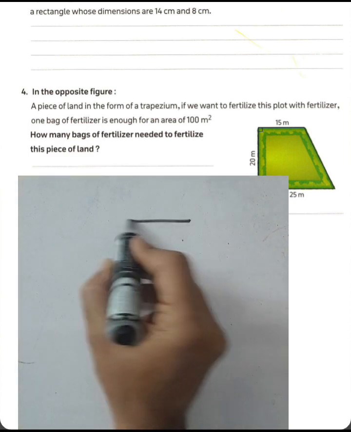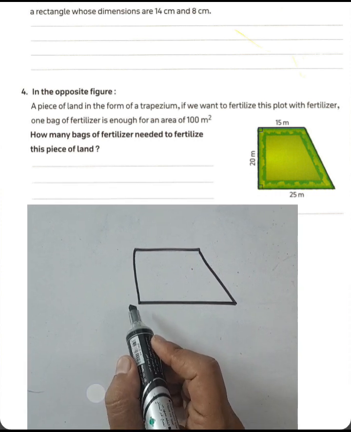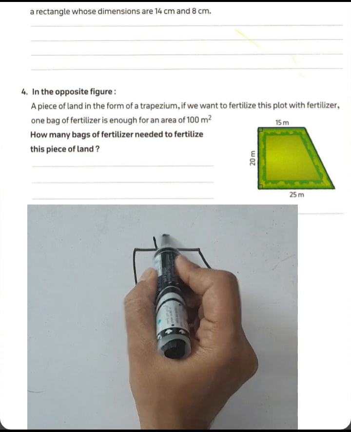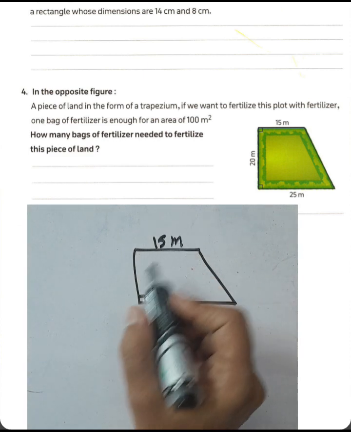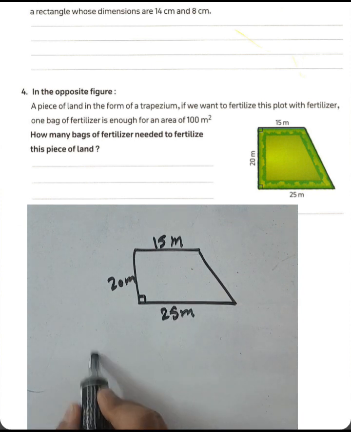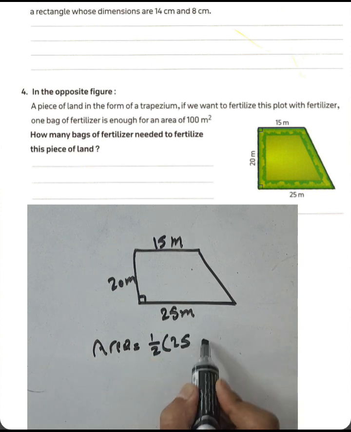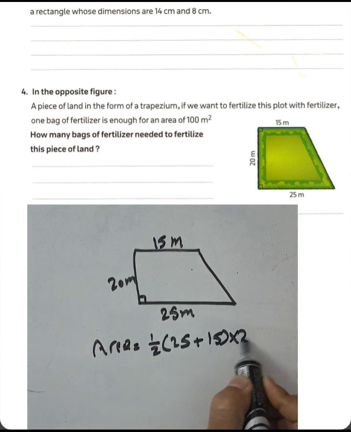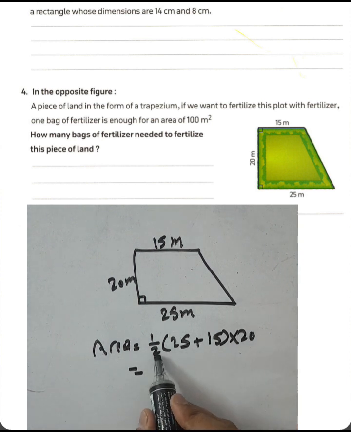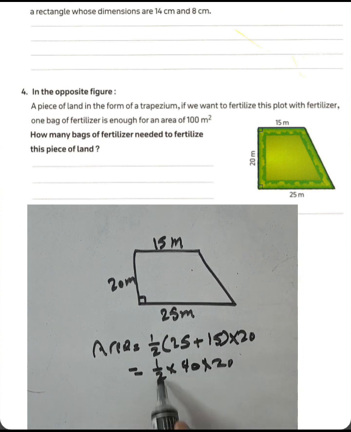Okay, we have here a trapezium. The area of this trapezium will be half the sum of two bases product by height. We have here 15 meter and 20 meter and 25 meter. We can find the area. It will be half the sum of two bases, 25 and 15, product by corresponding height. 25 plus 15 will be 40 times 20. Half of 20 will be 10. 10 times 40 will be 400 square meter.